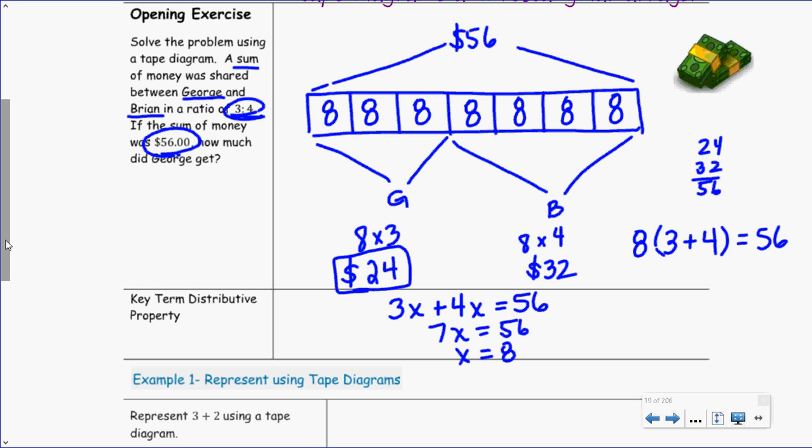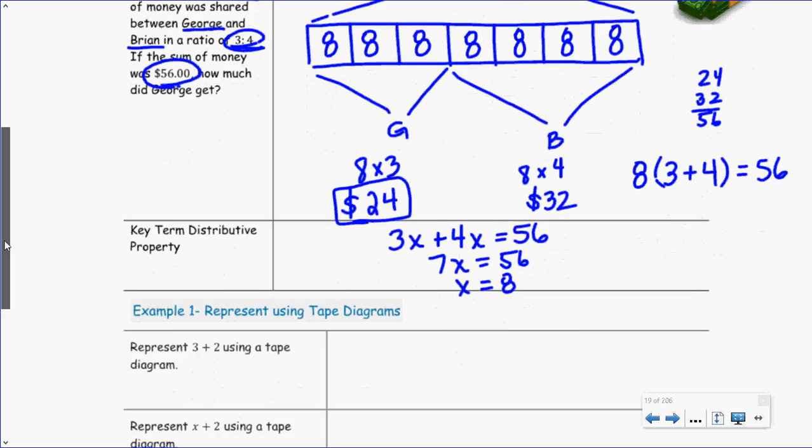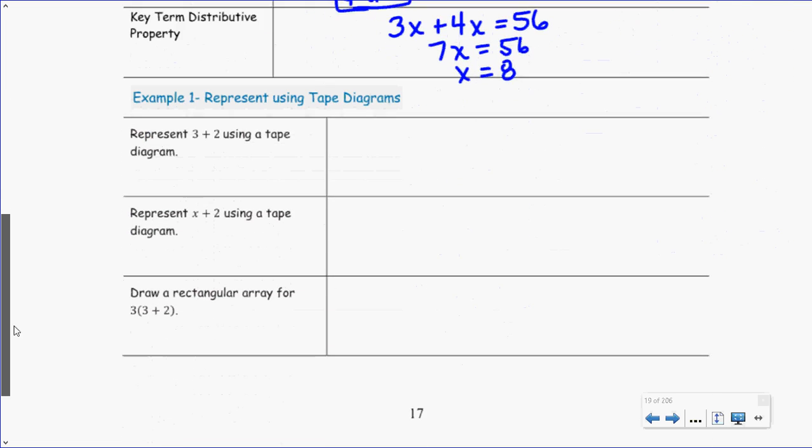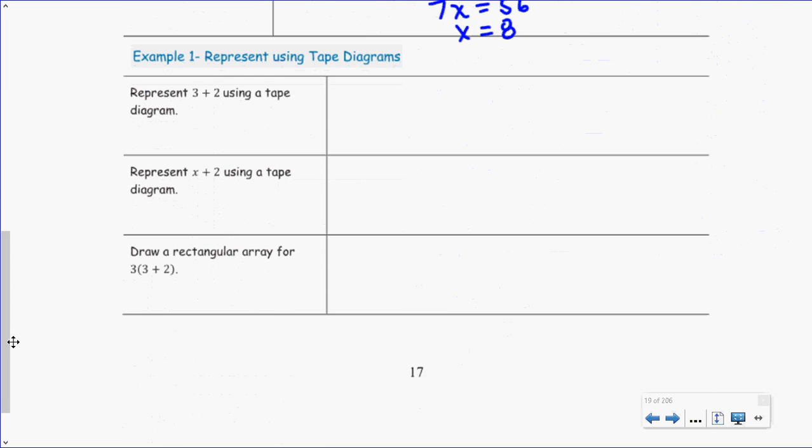So hopefully that's a good refresher for you. A tape diagram is really just a visual to help you see a problem more visually and get your thoughts onto paper. So it's a good model for you to use. Okay, we're going to do some simple ones now. We're going to use 3 plus 2 using a tape diagram. Well, you already know everything in this problem. It's just 3 plus 2. So I know that I have 5 altogether: 1, 2, 3, 4, 5.